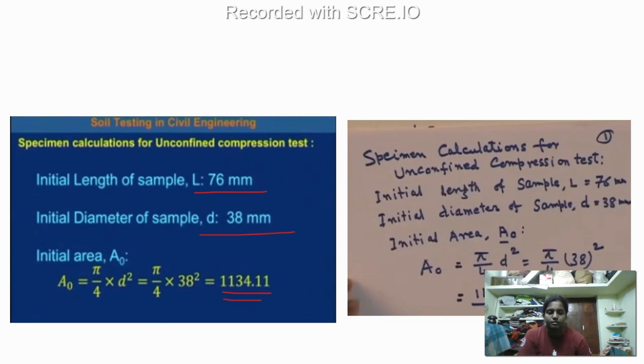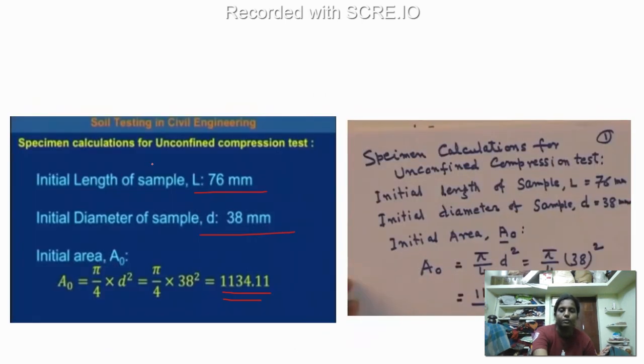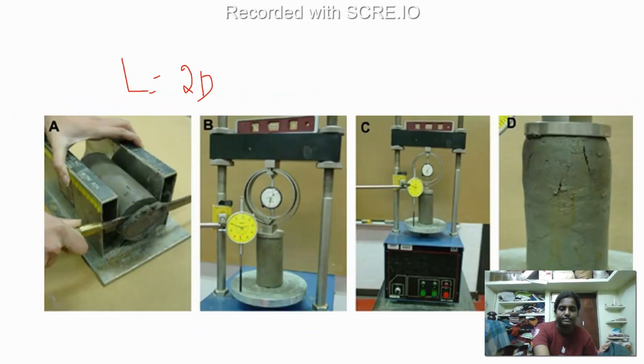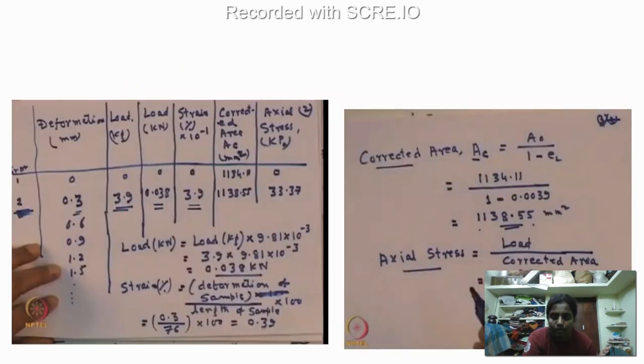Then you are finding out the deformation. As I said, here they have noted down for every 30 divisions what the load is. For every 30 divisions of movement in this gauge, what is the load? This gauge will be rotating, this plate will be moving up, so this will be pressed. So for every 30 divisions you are noting down the load in the proving ring. That will be converted into kilonewton by multiplying with the factor.